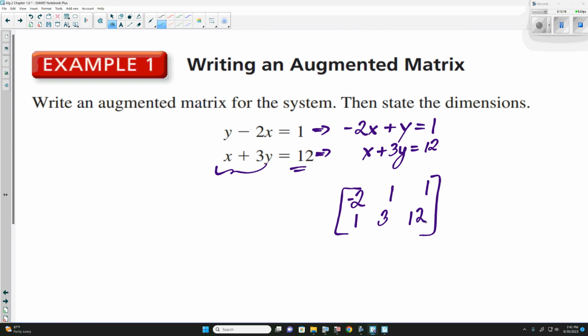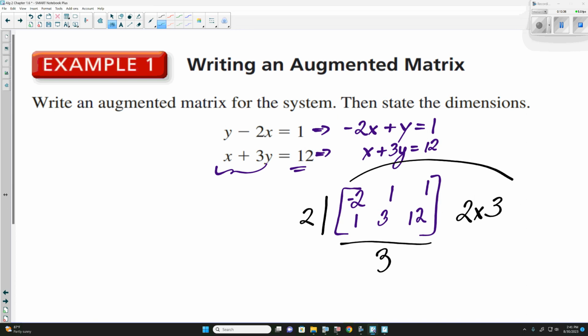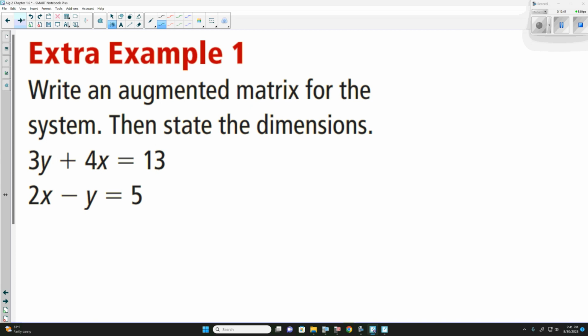Now we need to state the dimensions. How many rows do we have? How many columns do we have? So this is a questions on this here? Let's look at the next one. Are both of them in the correct form? We need to rewrite the top one as?